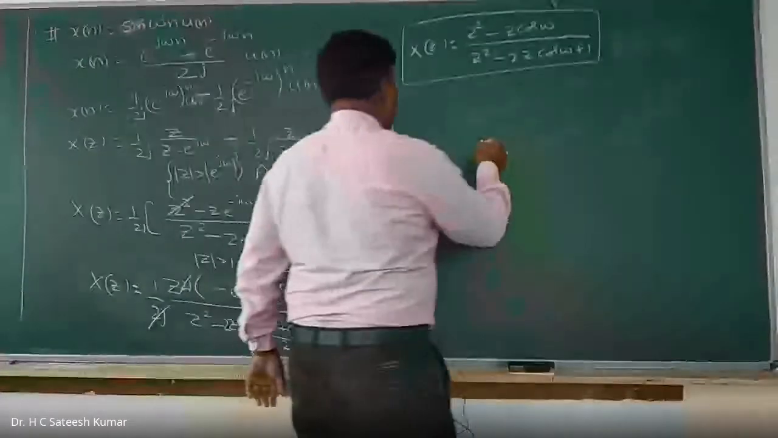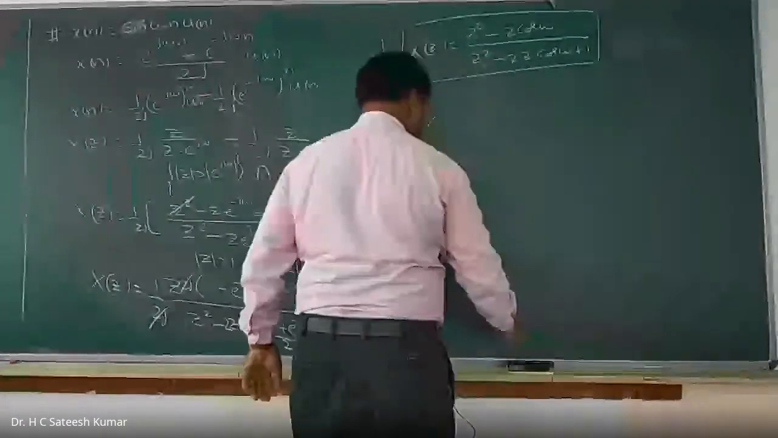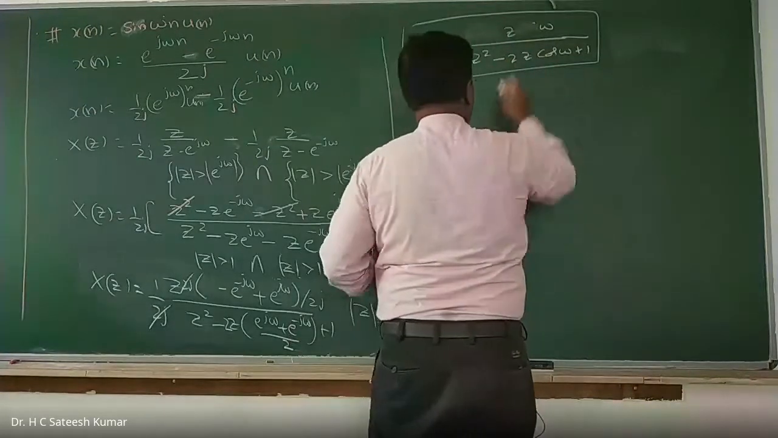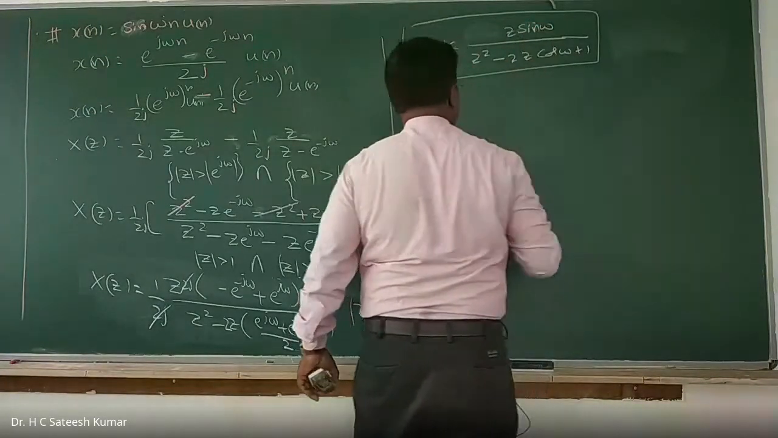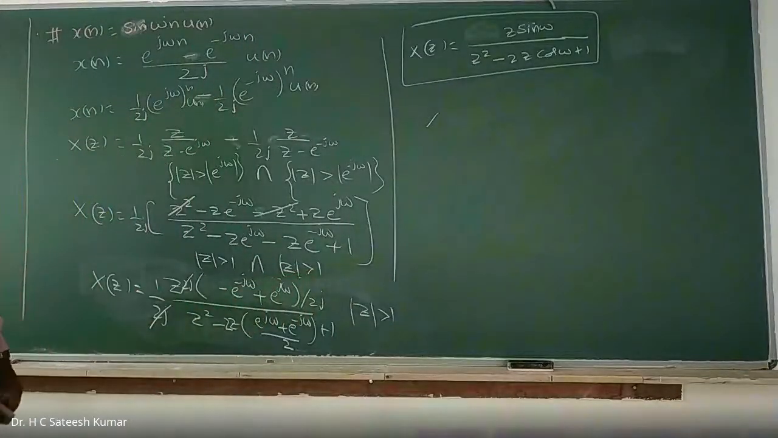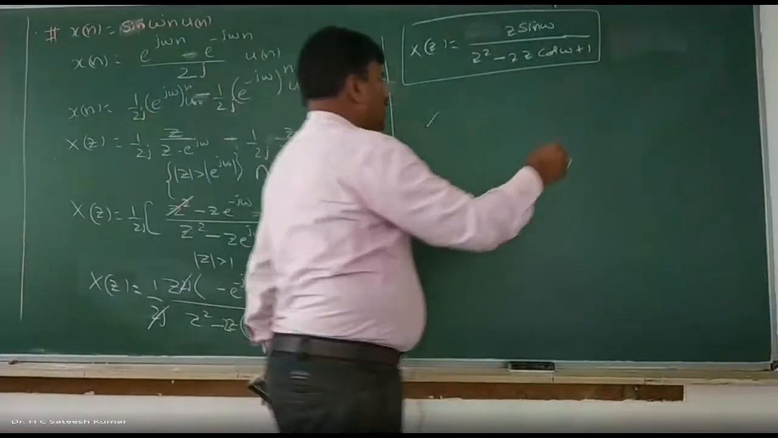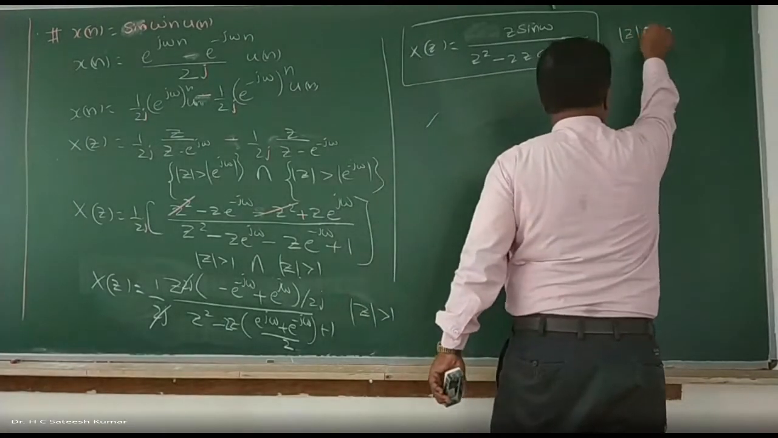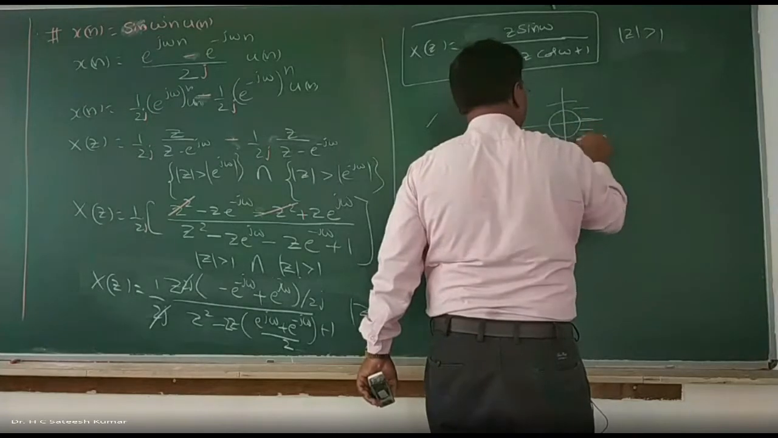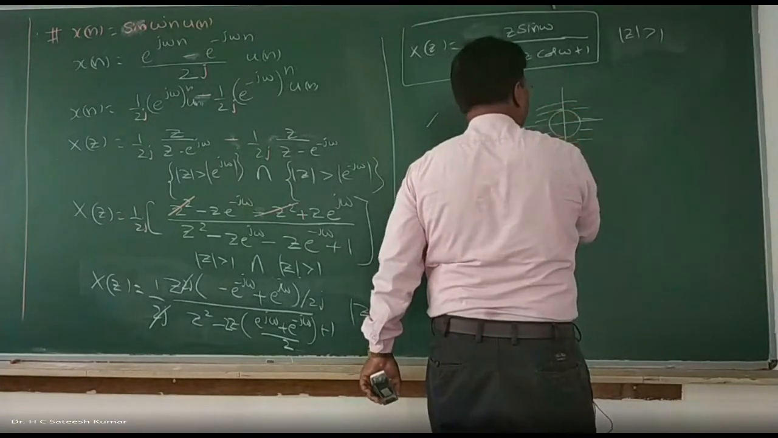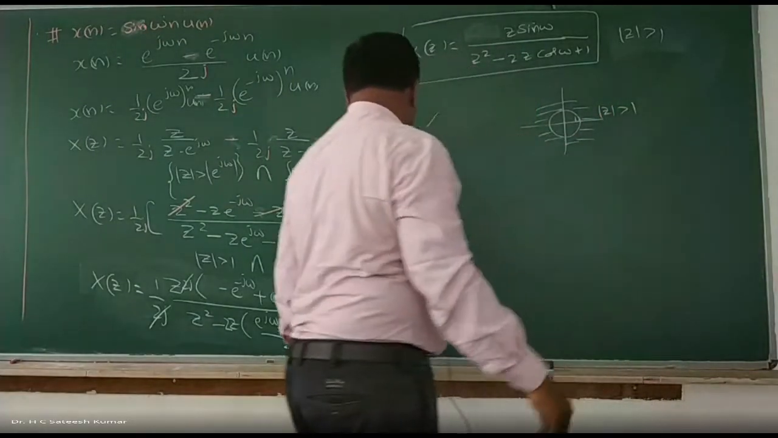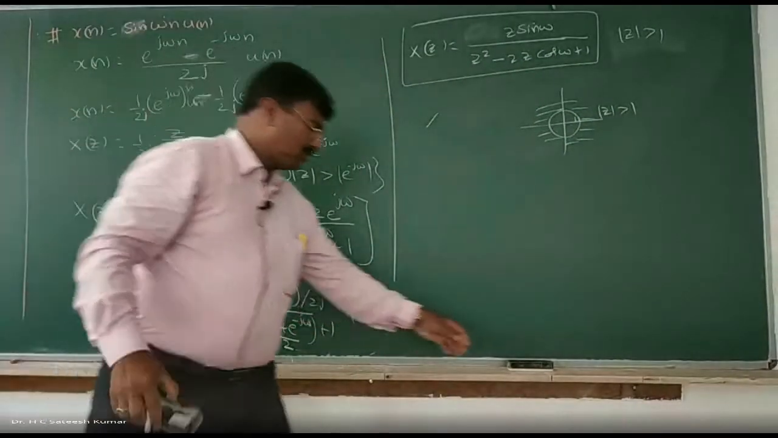So therefore, you can write X of z is equal to z sine omega divided by z square minus 2z cos omega plus 1. Once again the denominator remains the same, with ROC mod z greater than 1. This can be written as like this. This is the ROC with mod z greater than 1. Okay. We shall go for one more problem.